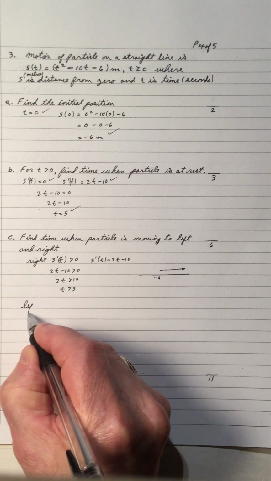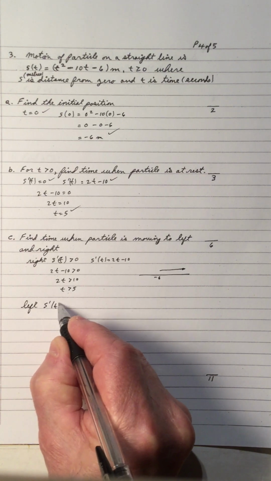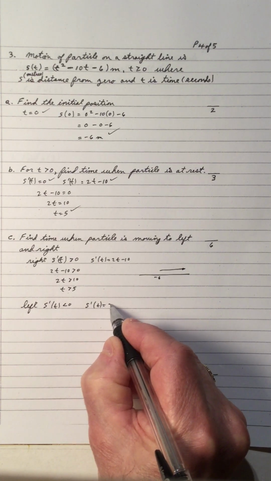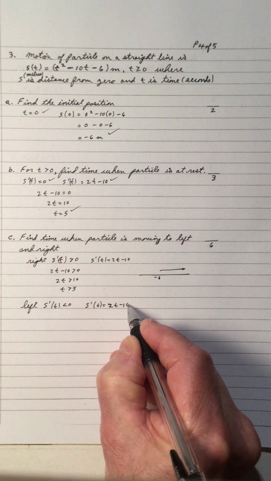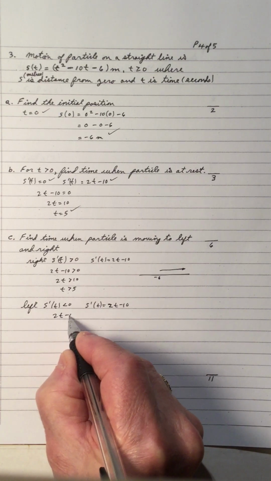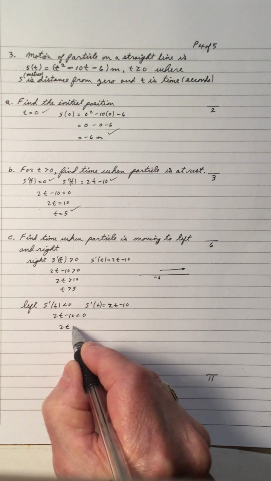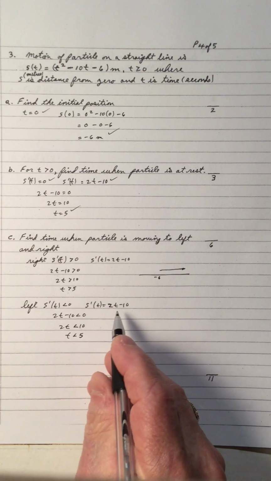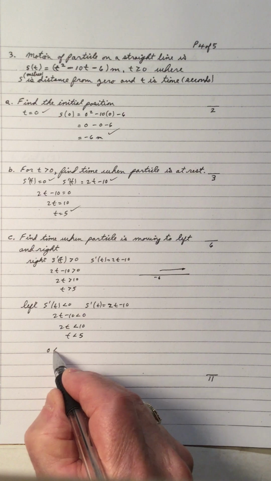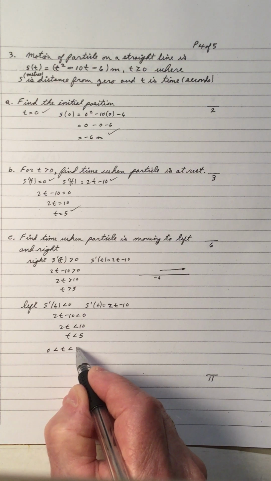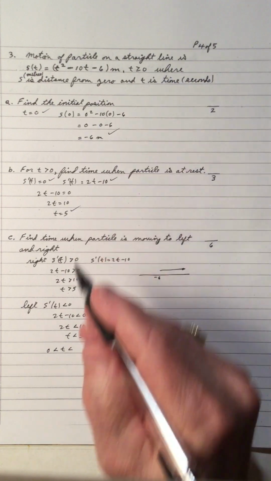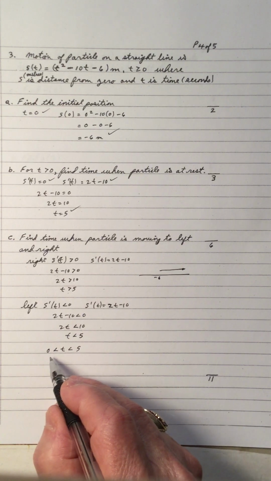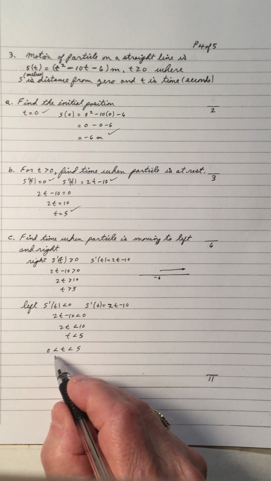And what about to the left? For the left, s prime t is less than 0, so s prime t is equal to 2t minus 10. So that means that 2t minus 10 is less than 0. 2t is less than 10. T is less than 5. But we have to remember 0 is less than t is less than 5, because the time starts at 0. But we can't have a 0, so it's down to 0, but not 0. Because if it was 0, the object wouldn't have started. There would be no movement at all.